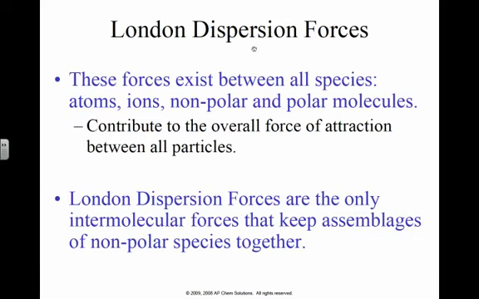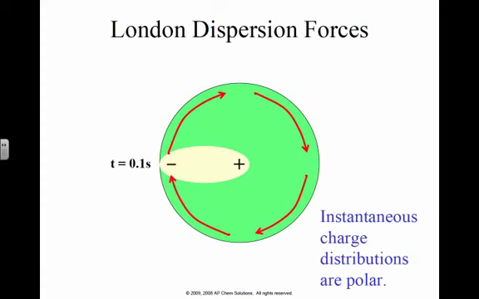London dispersion forces are the weakest of all the forces. These forces exist between all species. All things experience London forces. They contribute to the overall force of attraction between all particles. London dispersion forces are the only intermolecular forces that keep nonpolar species held together. What does this mean? Well, if I take something like hydrogen, hydrogen has 1 proton, 1 electron. At any given point in time, if I just freeze it, it's going to be polar. I've got a negative end and a positive end.